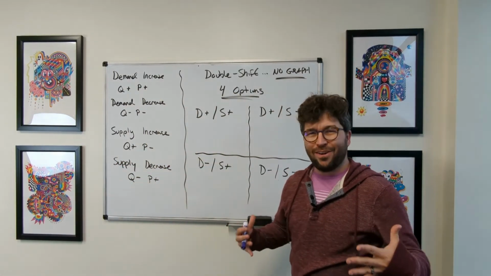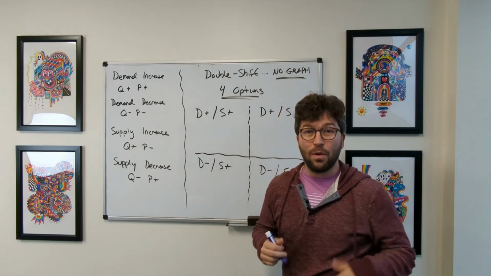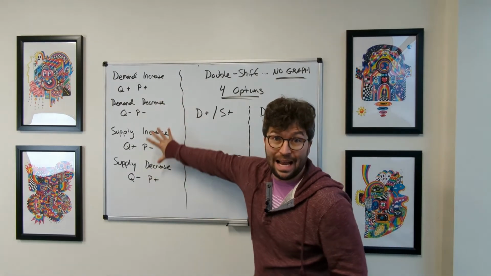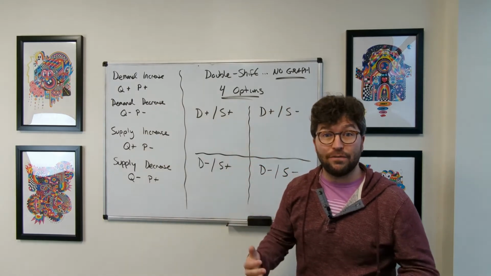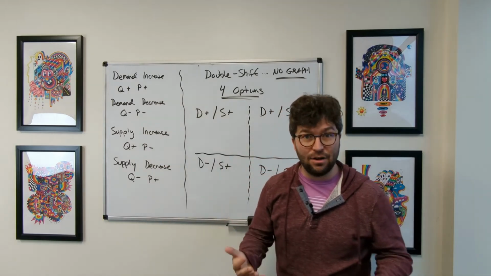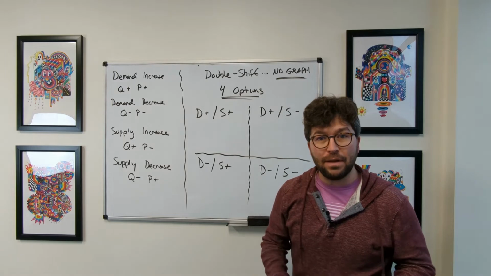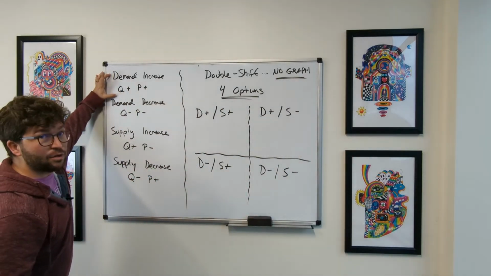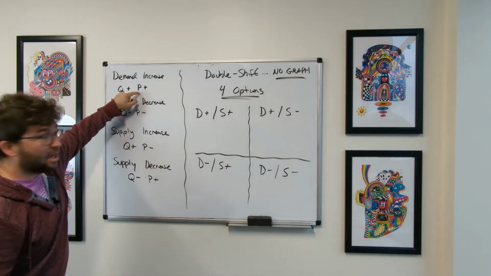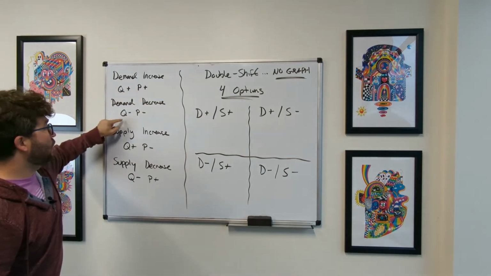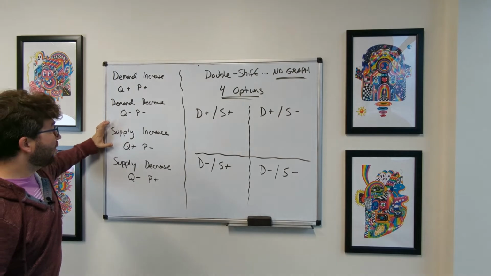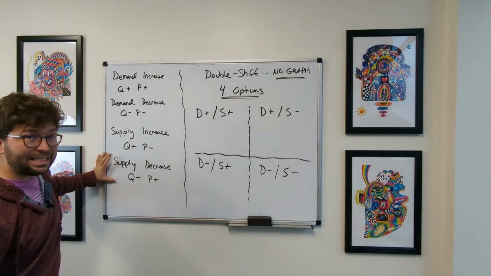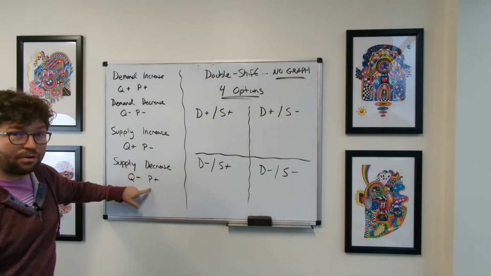So how can we solve this double shift problem without even using a graph? Well, we take our information that we already have from knowing the single shifters of demand or supply increasing or decreasing, and we put them together. So as a recap, notice over here, what happens when demand increases? Quantity up, price up. What about demand decreasing? Quantity down, price down. What about supply increasing? Quantity up, price down. And what about supply decreasing? Quantity down and price up.